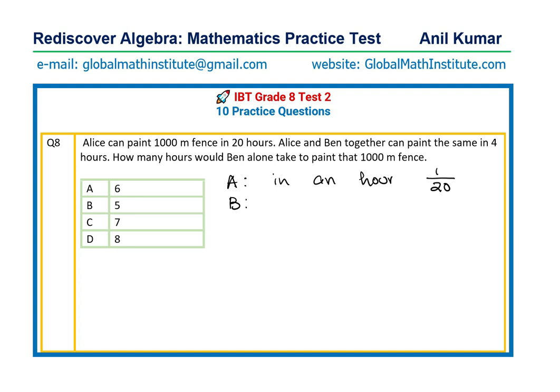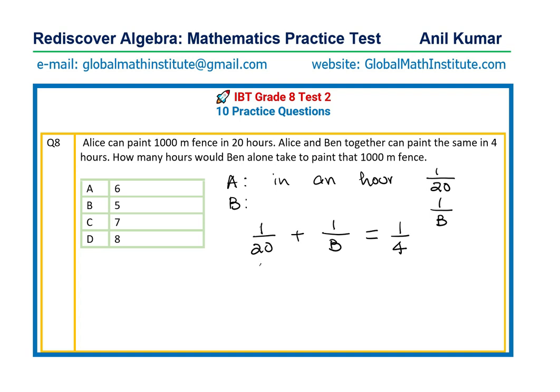Similarly, if Ben can paint in B, then it is 1 over B. Correct. That is the whole idea. And we want Alice and Ben together to paint it in 4 hours. So 1 over 20 plus 1 over B, which is for Ben's. Because in 4 hours we do the whole job, in 1 hour they are going to do 1/4 of the job. That is how we get these kinds of equations. Go through it once again and see how we solve it.